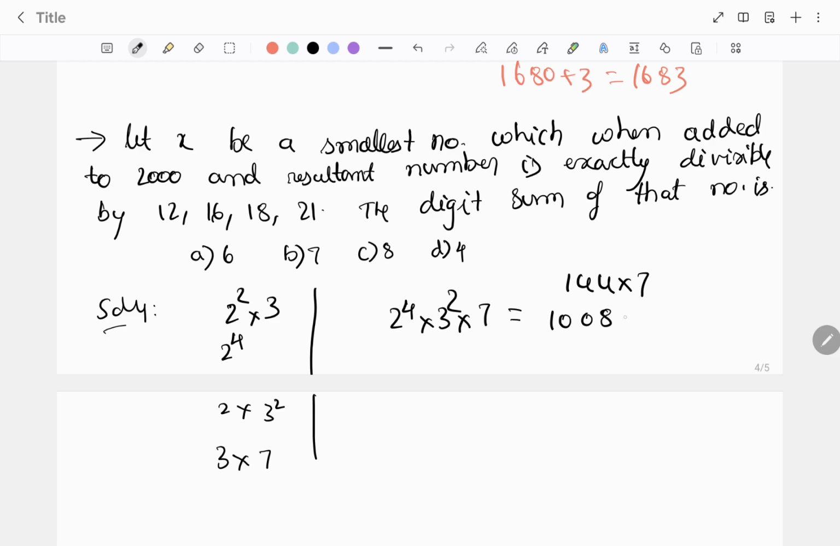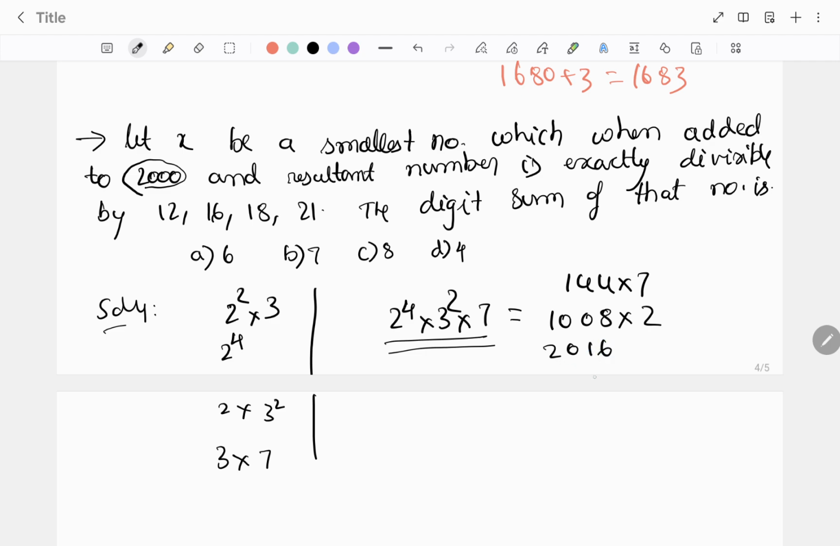So it becomes into 2. Actually, why do we have to multiply by 2? Because in the question they are asking about 2000. Let x be the smallest number which when added to 2000, the resultant is exactly divisible by these numbers. So the least multiple is 1008. But we need to go for 2000 plus, so multiply by 2. It becomes 2016.